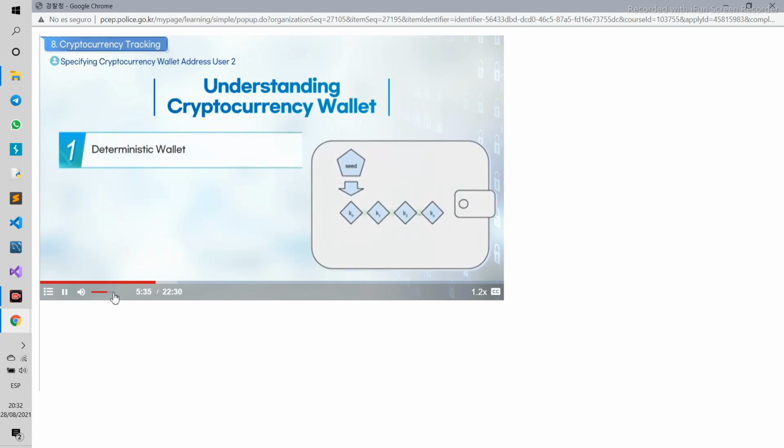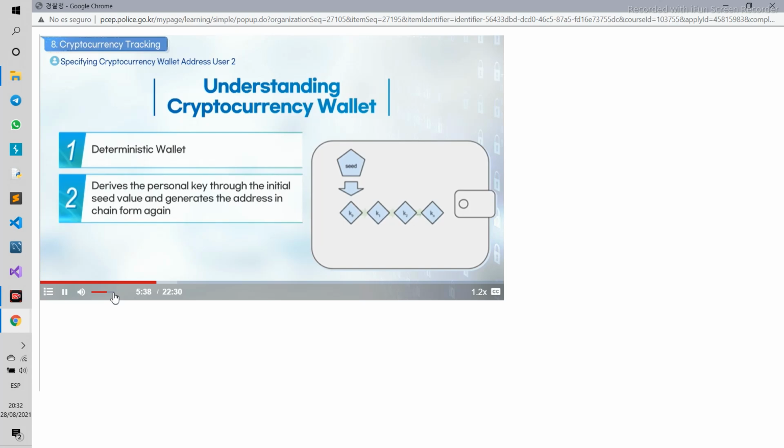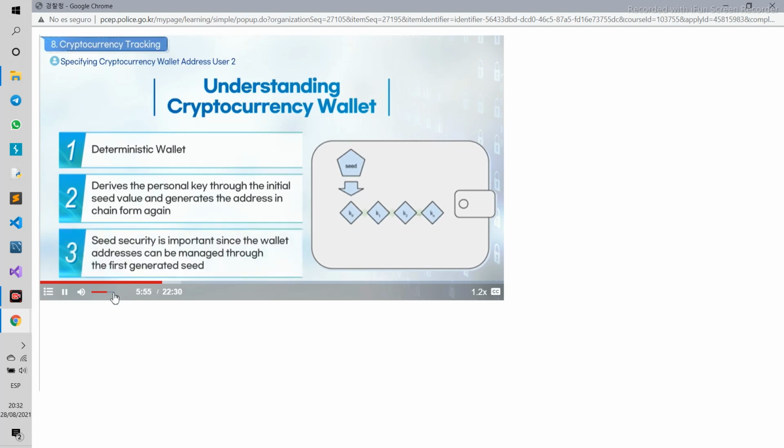Next type is deterministic wallet. After deriving a personal key through the initial specific seed, the key information is combined with data such as an index number or chain code to generate the cryptocurrency address again. In this case, there is an advantage that all wallet addresses can be managed with just the initial seed or personal key. But the security of the initial seed or personal key becomes important.